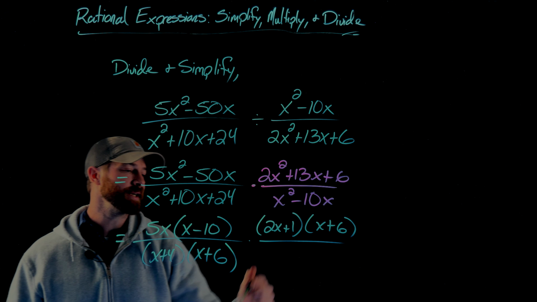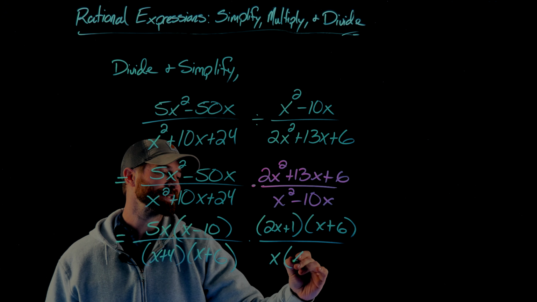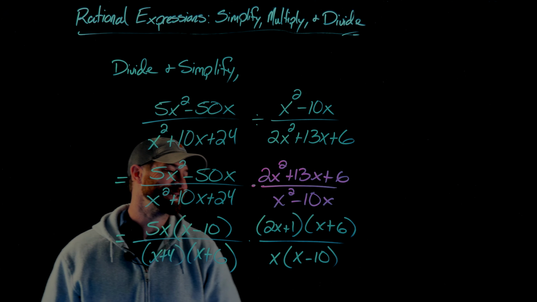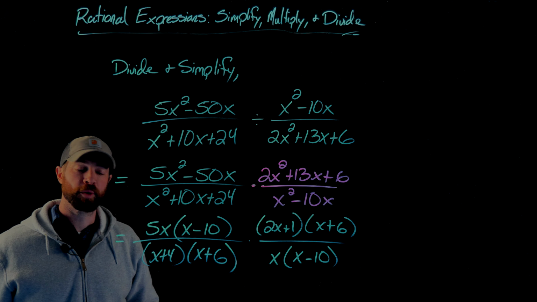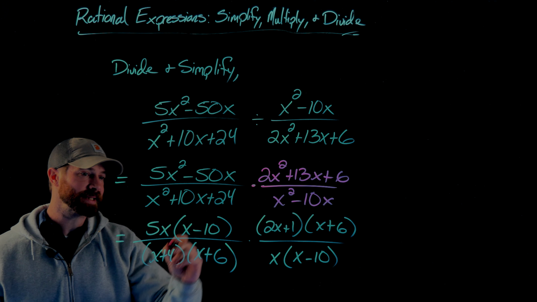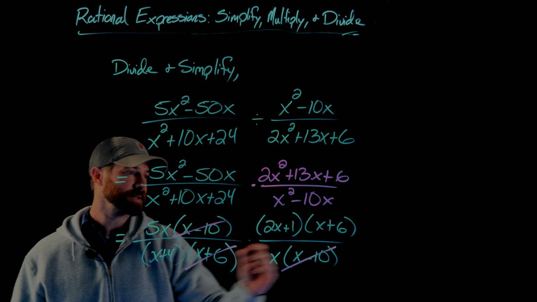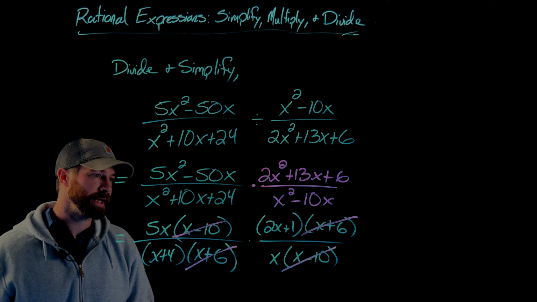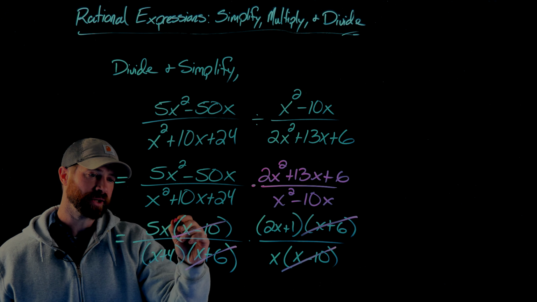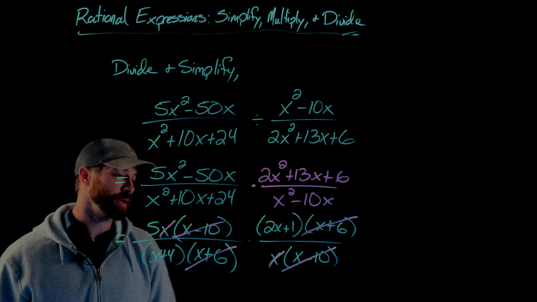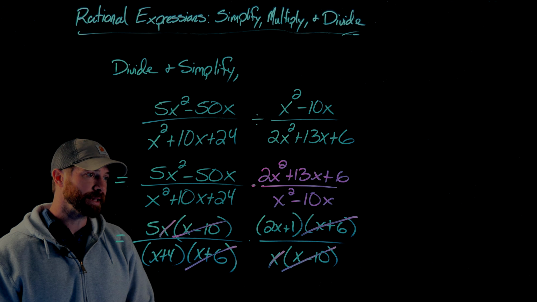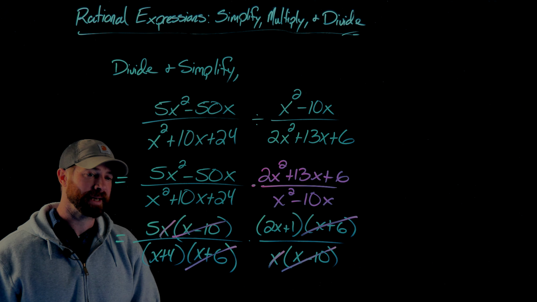This denominator here, all I can do is factor out an x to get x times x minus 10. Now I've done all the work. The common factors look like this. I have an x minus 10, and I have an x minus 10 right there. There's that x plus 6 in the numerator and the denominator. And I can actually cancel this factor of x between that numerator and that denominator. It looks like that is everything that can be canceled.